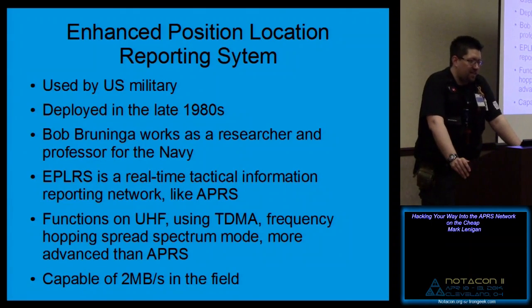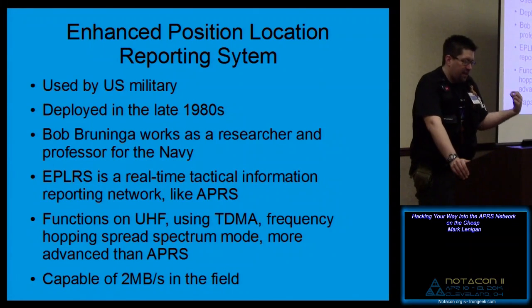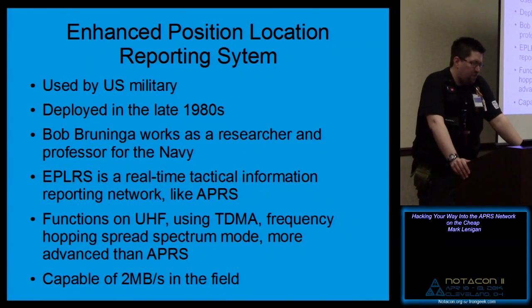it's a lot more what the guys would call high speed, low drag. It's using UHF. It can use any frequency in the UHF and, since it's frequency hopping, it's looking for frequencies that aren't currently in use, aren't currently being jammed, aren't currently noisy, and moving through that empty space in the band. Whereas APRS is stuck on one frequency. And currently it's capable of 2 megabits a second, whereas APRS is 1200 baud, 9600 baud.